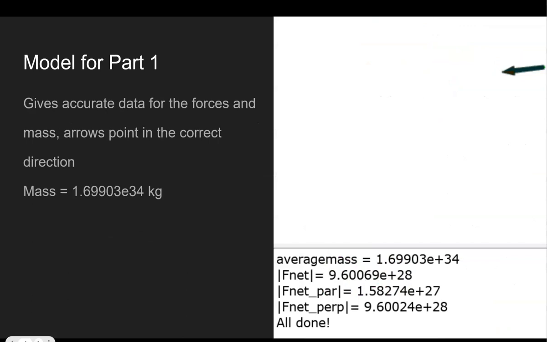And this is the model that I got for part 1. It gives the most accurate data for the forces and the mass. The arrows point in the correct directions when fully done. I could not put a video on this as it kept glitching out, but you can look at the code in the description. The mass that I got from this is 1.69903 e to the 34 kilograms.